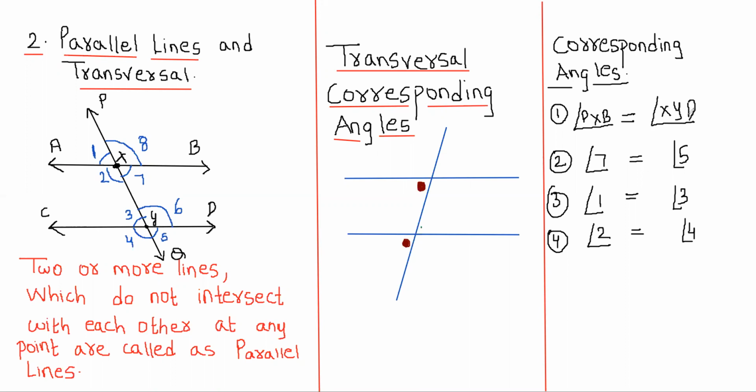In the next video, we are going to study alternate angles and interior angles. So these are the 3 types of angles we get from two parallel lines and one transversal: the alternate angles, the interior angles, and the corresponding angles. We will study the alternate angles and interior angles in the next video, students. Till then, practice this topic, keep working hard, happy learning. Thank you.